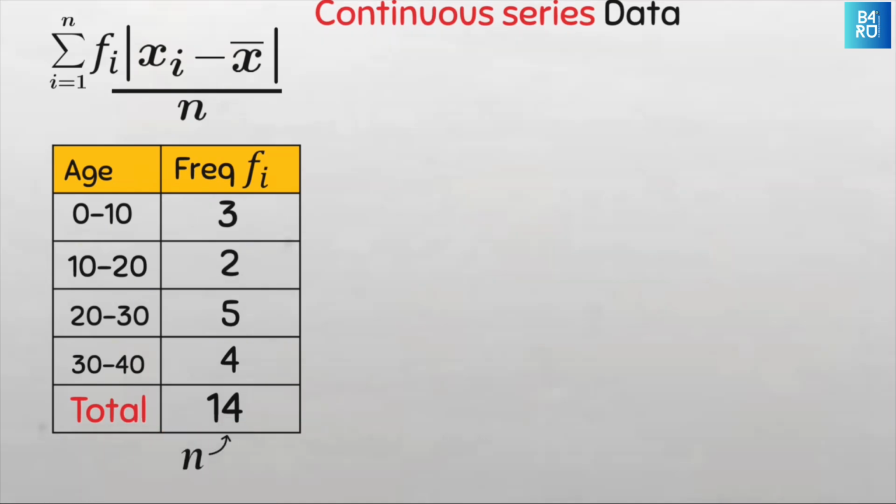In statistics, the actual data values of the variable are usually labeled as x, and our variable here is age. However, unlike individual series data and discrete series data, we don't have information about the actual age of these children. We only have their grouped age. But we will need one value to represent the age of each class. According to the formula, we will use the midpoint of the class intervals.